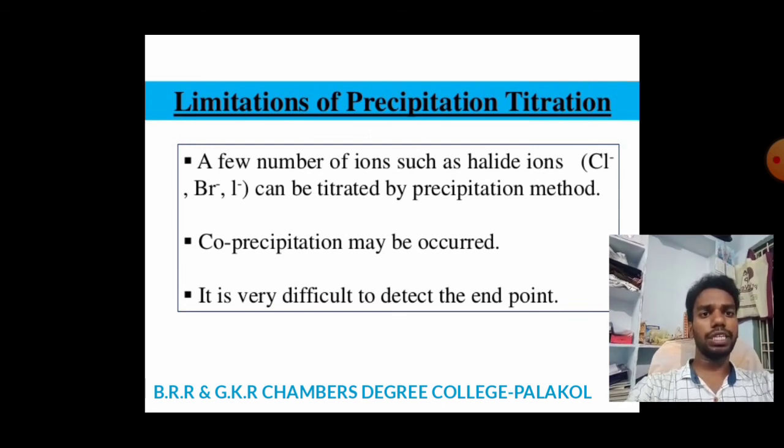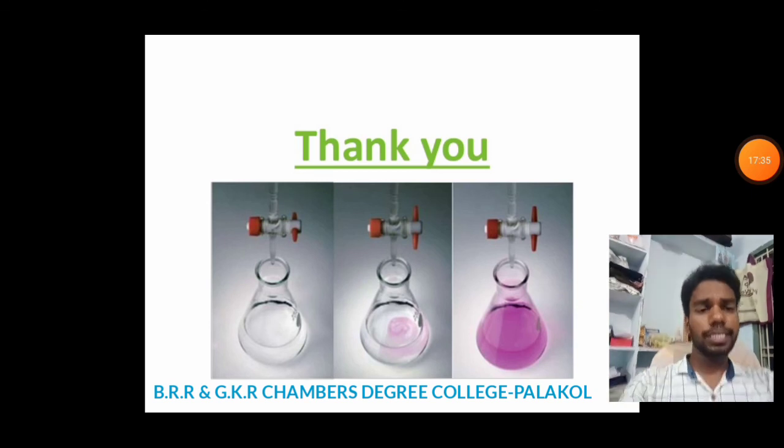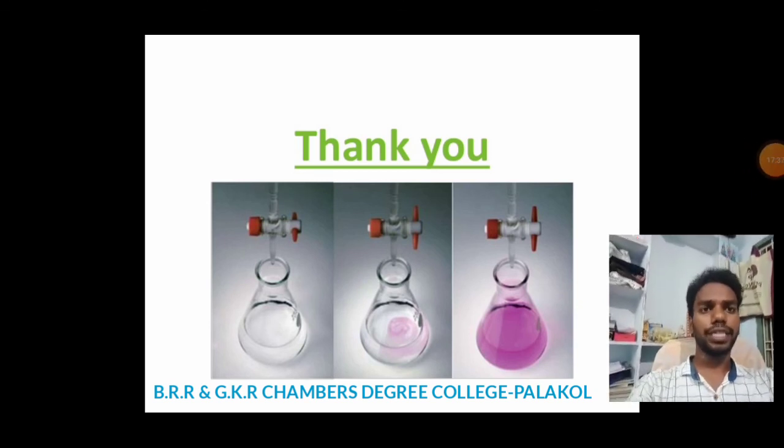It is also very difficult to detect the end point because you are getting precipitates, right? You are not having colored solutions, you are getting precipitates. That's why it's very difficult to detect the end point. So this is about precipitation titrations. The titrations involving precipitation are called precipitation titrations.